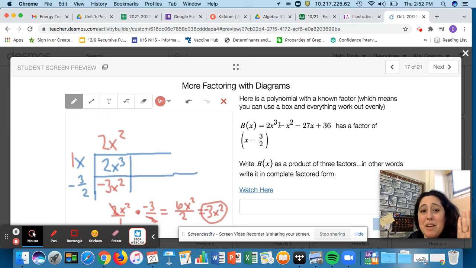So I look over here, my x squared term is a negative x squared. And hopefully, again, you remember that there's an invisible 1 here. So it's kind of like, negative 3 plus what will give me a negative 1? I think it's a positive 2x squared. So negative 3x squared plus 2x squared does give me a negative x squared. Cool. Now we do the same process again.